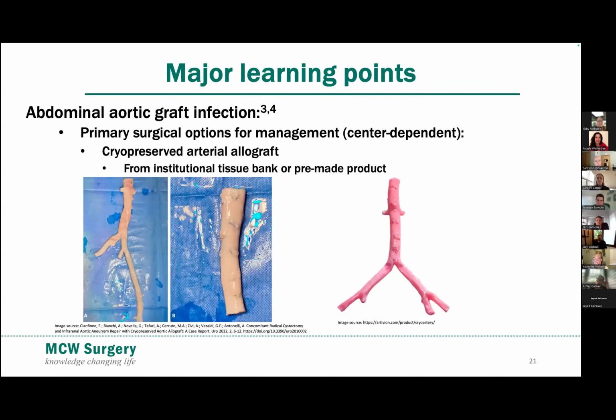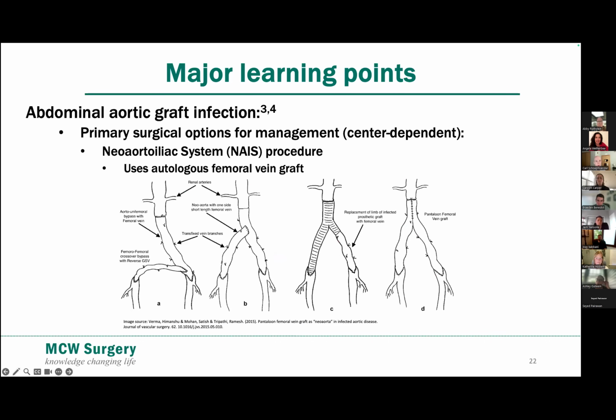The first one being using a cryopreserved arterial allograft. And this requires having an institutional tissue bank using cadaveric tissue. Or I did find that there is a pre-made product on the market that you can use to do this reconstruction. Another way to do this is using the patient's own femoral vein and grafting that. This is called the NACE procedure, and you can hook it up in any way that you want, depending on the patient's pathologies and anatomy, which you can see here.